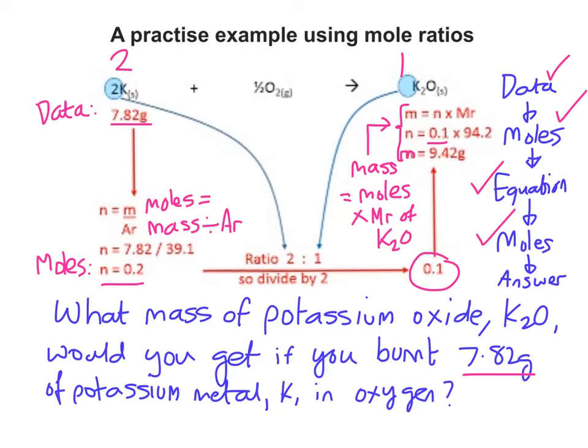So we take the number of moles, which are 0.1, we multiply it by the molar mass of K2O, which is 94.2 grams per mole to the minus 1, and that gives us 9.42 grams, which is our answer. This technique can be applied to any mole calculation. Data, moles, equation, moles, answer.